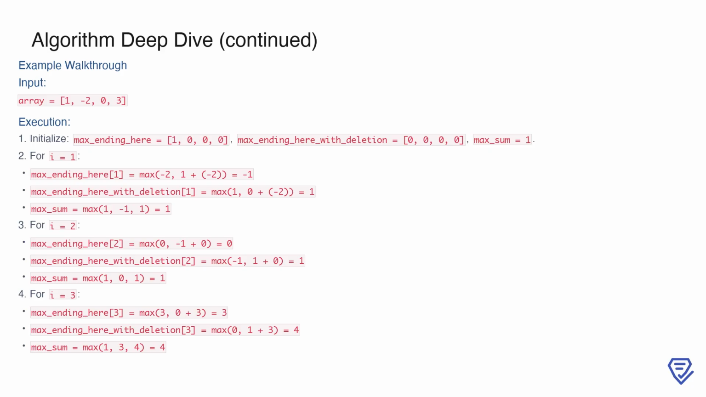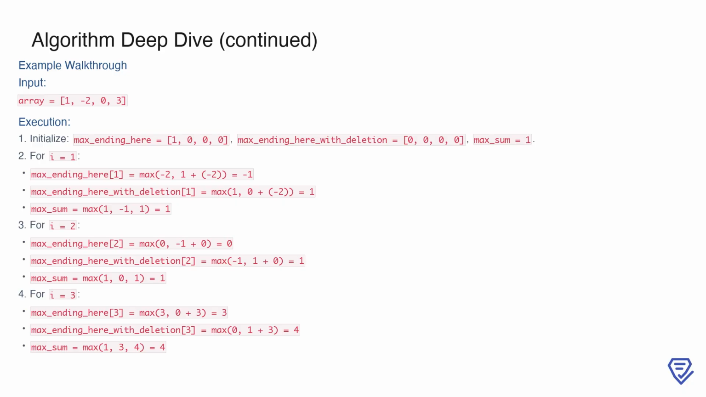Initially, we set max_ending_here equals 1, 0, 0, 0, max_ending_here_with_deletion equals 0, 0, 0, 0, and max_sum equals 1. At index 1, we compute max_ending_here[1] as the maximum of -2 and 1 plus -2, yielding -1. For max_ending_here_with_deletion[1], we evaluate skipping the current element and keeping the maximum sum of the previous subarray, resulting in 1. The global max_sum remains 1.